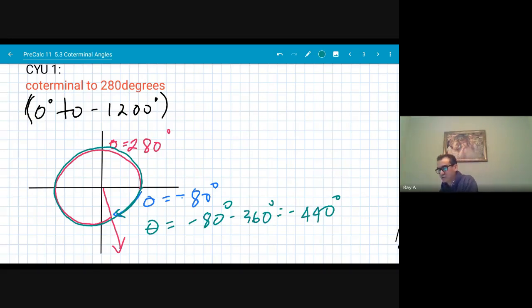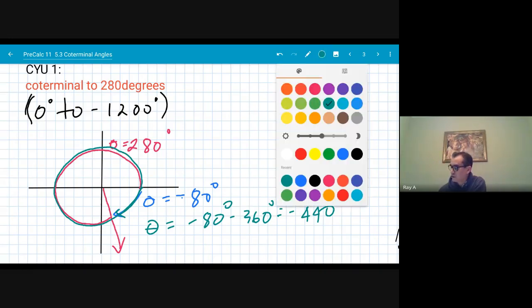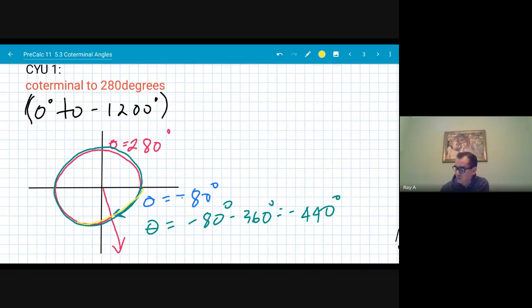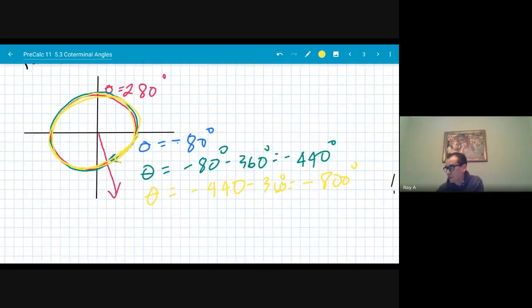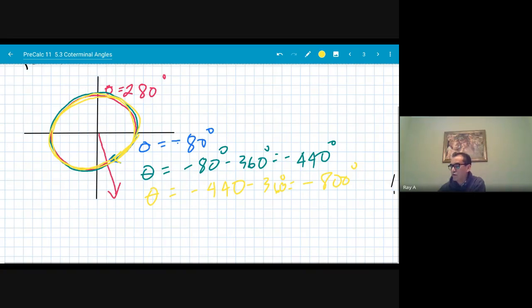Okay, so can we find another one? Yeah, let's try yellow. Negative 360, negative 720, and then we end here. So what is that? Negative 440 plus negative 360, or minus 360, and that would be negative 800, right? Now we're getting very close to negative 1200 degrees.